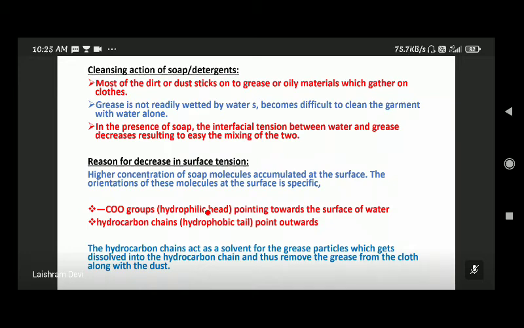Okay. Grease is organic, and it will mix well with the hydrophobic part of the surfactant. So the hydrocarbon chains act as a solvent for the grease particles, which get dissolved into the hydrocarbon chain and thus remove the grease from the cloth along with dust. So this last line is how grease particles get detached from the clothes, and along with the grease we can remove the dust and dirt particles also, right? So you can write this down, or I'll give you handouts later on also, just understand the class.